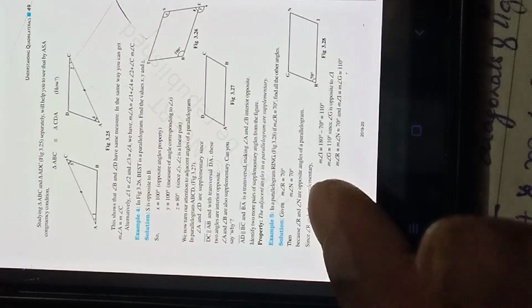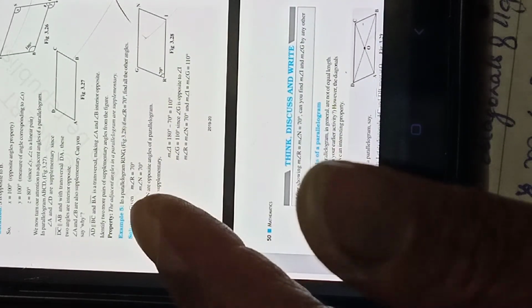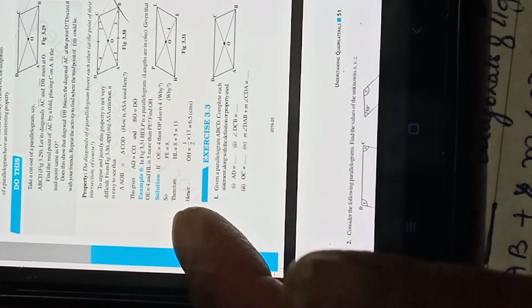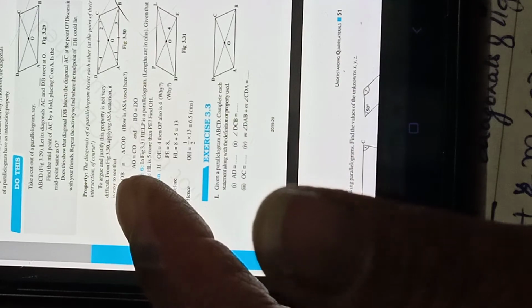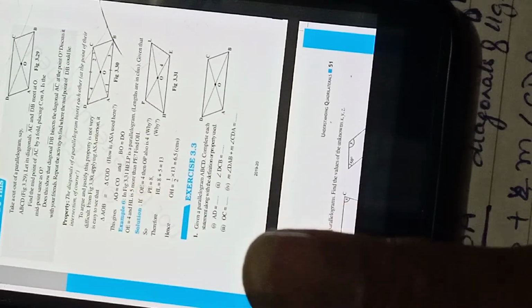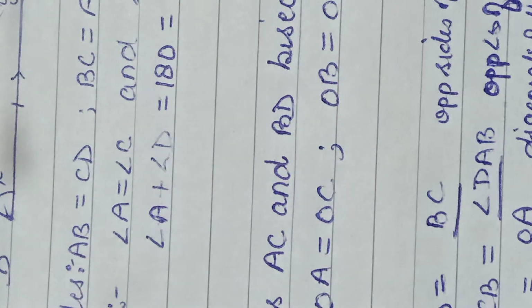Next property, when we talk about angles, is given to you here. The opposite angles of a parallelogram are equal in measure. Next property is shown here. The adjacent angles of a parallelogram are supplementary. Okay. So next is the diagonals of a parallelogram bisect each other. These properties we will utilize in this exercise. So first I am explaining the properties properly and then we'll move on to 3.3.